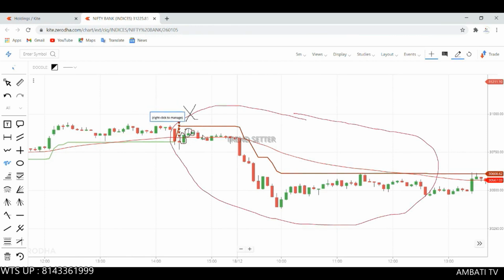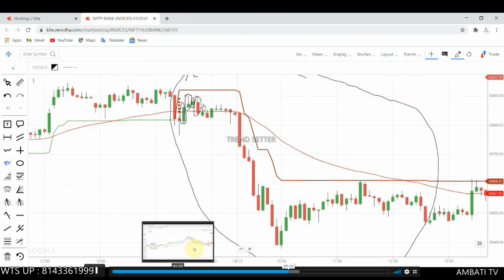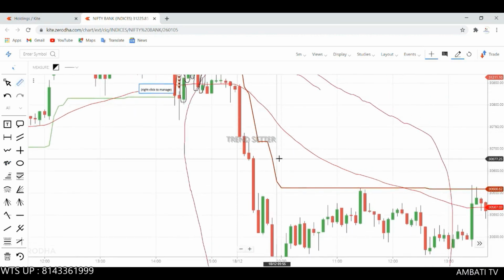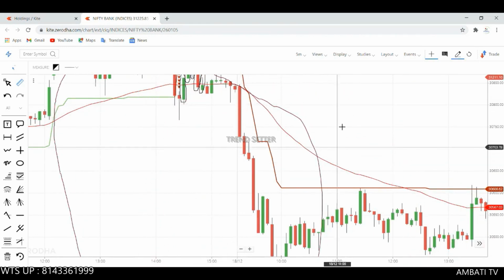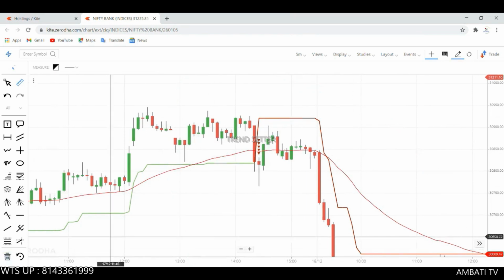Can you see over here? This is a body touch movement. This is closing below the line, right? This is the confirmation candle below the line. If I zoom in, you can see very carefully. Let me remove all the things.